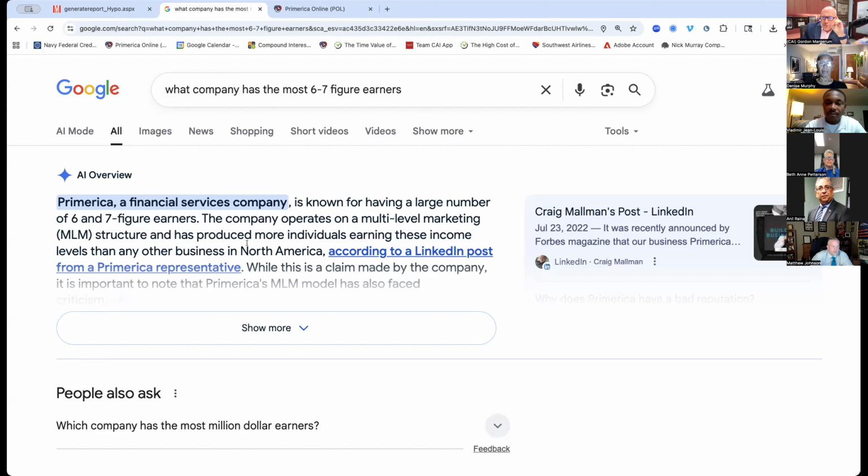And we've produced more individuals earning these income levels than any other business in North America. Well, that's a pretty big deal, in my opinion. Any other company in North America? Okay, well, that's a big deal.